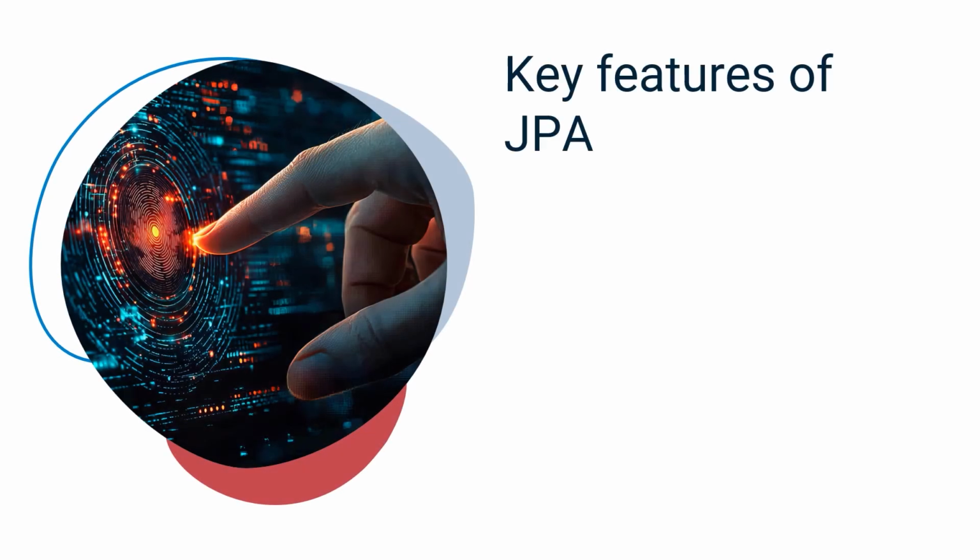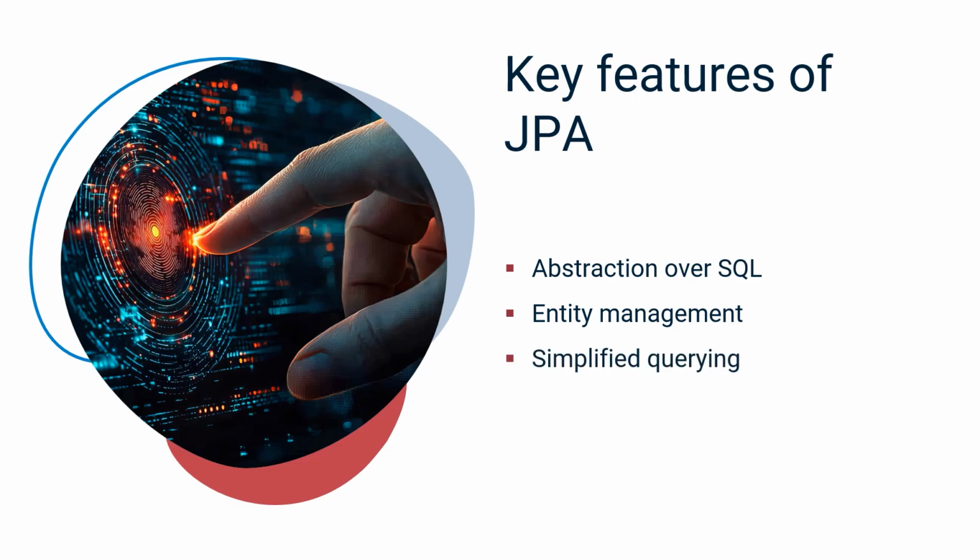The key features of JPA are as follows. Abstraction over SQL. Developers work with Java objects instead of raw SQL queries. Entity management. JPA manages the lifecycle of objects like persisting, merging, and deleting. Simplified querying. JPA provides a query language, or JPQL, for querying objects in a database.